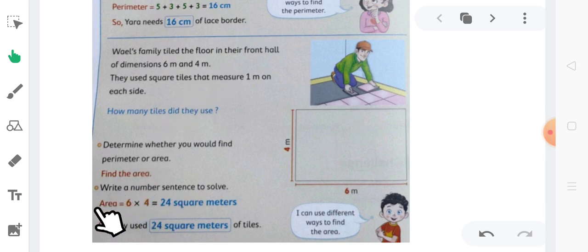So the area equals 6 times 4 equals 24 what? Square meters. So they use 24 square meters of tile. Okay, let's see the next.